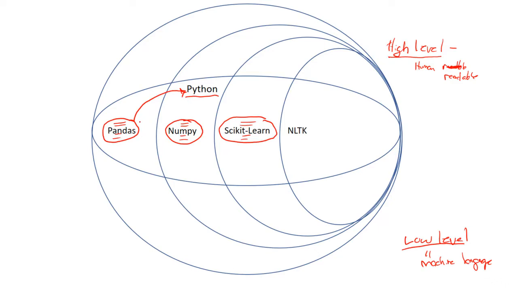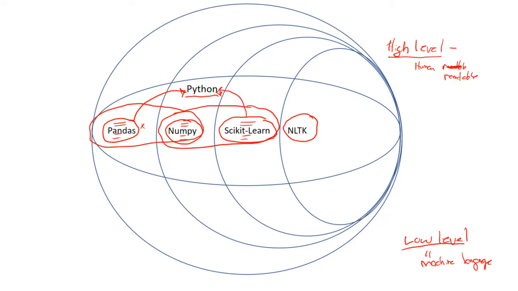Pandas allows us to work with data. If we wanted to import pandas to clean our data, and then scikit-learn to build a machine learning model, we could do that. We can mix and match these. It's not like we can use pandas here and then that's it. It negates the other ones. We can use these two if we want. We can use NLTK by itself.